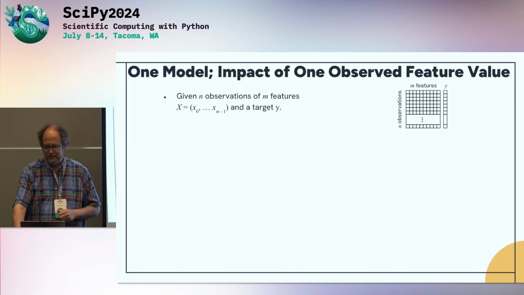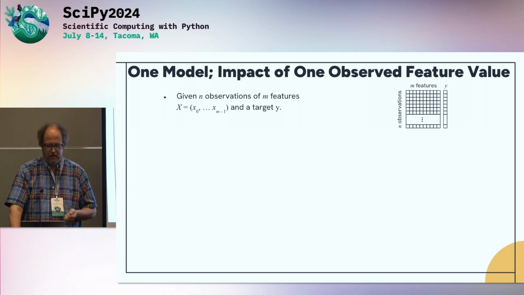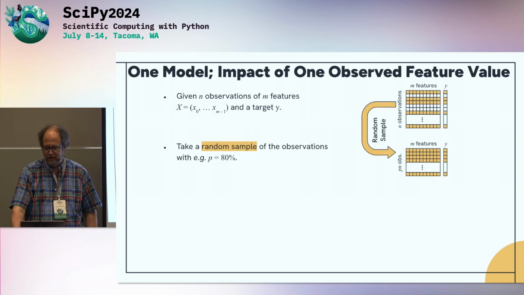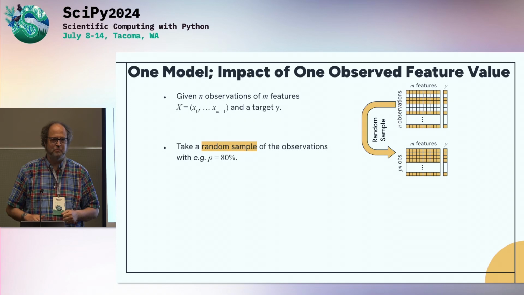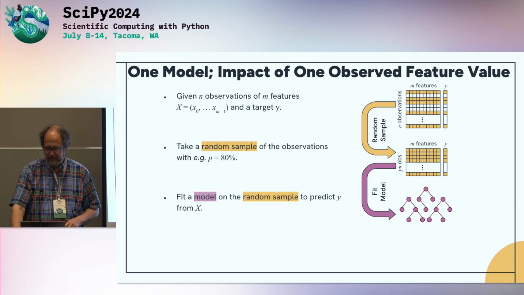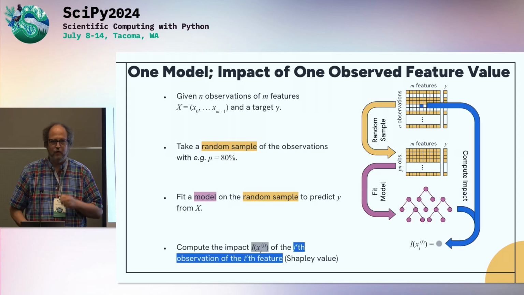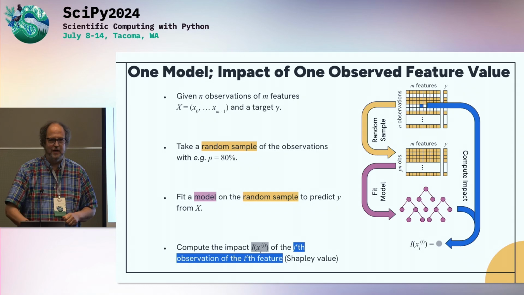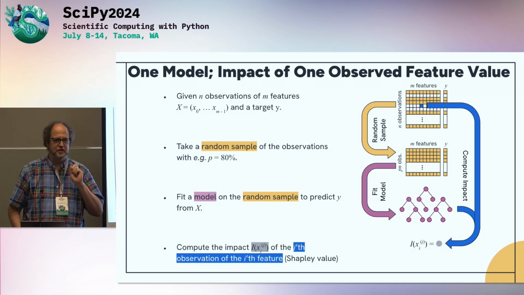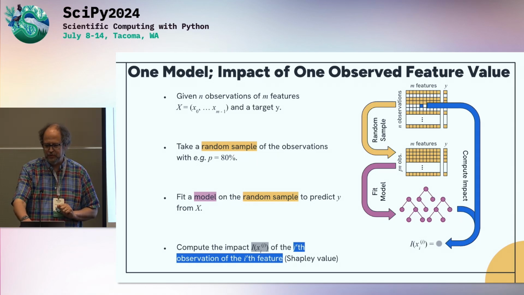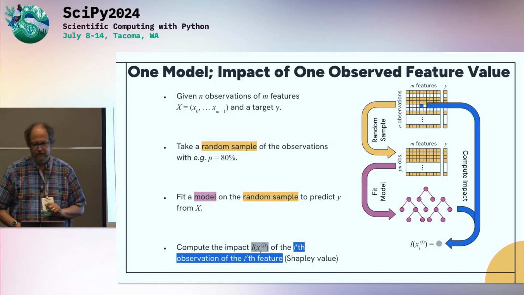So here's how we do it, sort of step by step. So we've got our n observations of our x and our target y. That's what I showed you earlier. And I'm going to take a random sample of that, right? So I'm going to take just the yellow rows here, and then I'm going to use those to fit a model, right? In this case, it's a random forest, maybe, or a boosted tree model. And now I'm going to go back to the original data. I'm going to take one observation of x. So that's just the blue highlighted one here.